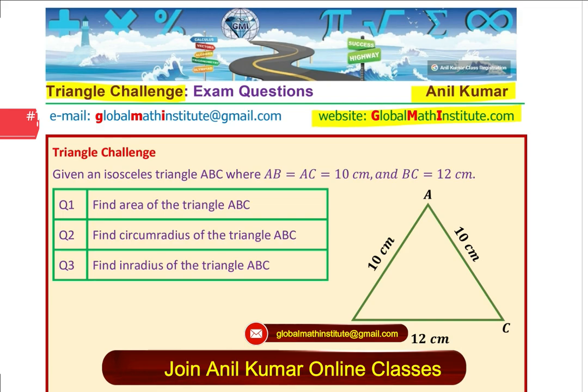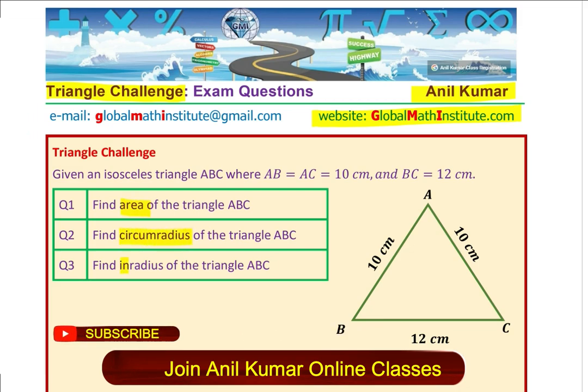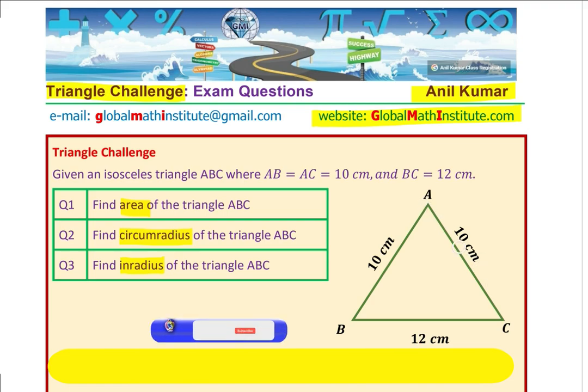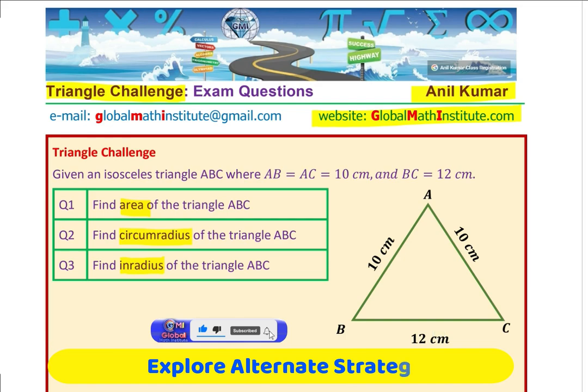Now these are very important parts of triangle, finding area, circumradius, and Inradius of any triangle. Well, this is a special triangle since we have two sides equal, an isosceles triangle, AB and AC being 10, and BC is 12 centimeters. You can always pause the video, answer the question. Now, let's try to understand each one of them, and then we will solve.